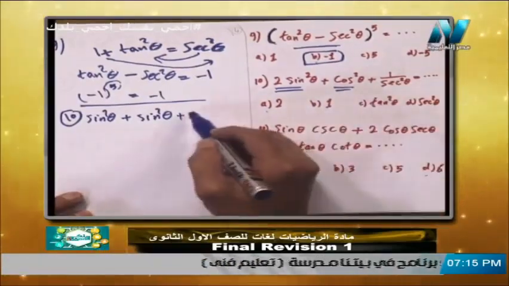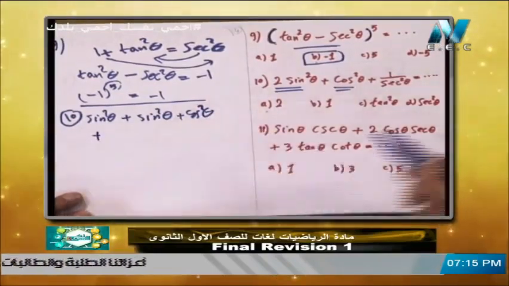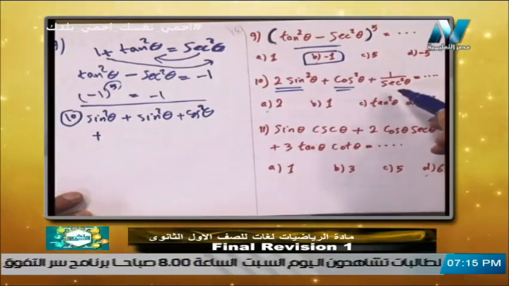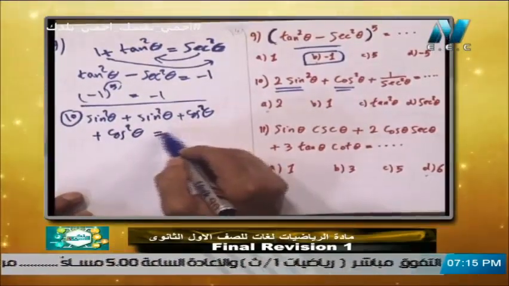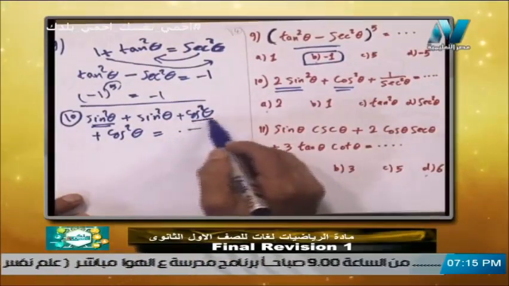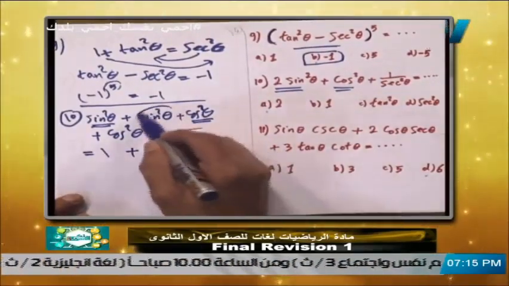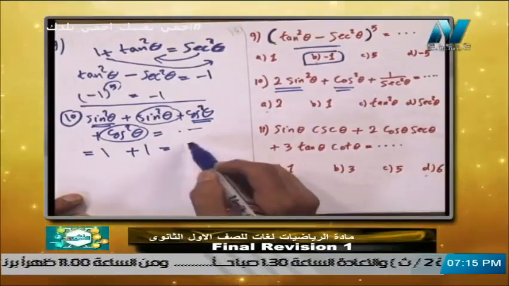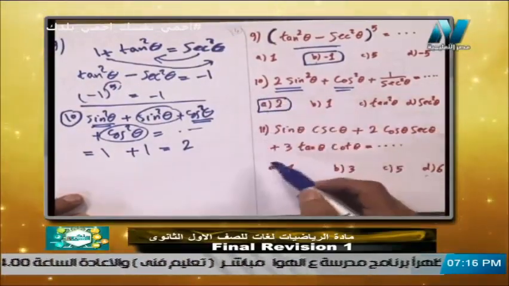So cosine power 2 theta stays as it is. And we have here 1 over sec power 2. We know that 1 over sec, the reciprocal, is cosine power 2 theta. Equals what? If we add sine power 2 theta to cosine power 2 theta, it will be 1. Plus, if we add sine power 2 theta plus cosine power 2 theta, it equals another 1. So the final answer will be 2. Where is 2? Here. 2 is the first answer, which is A.